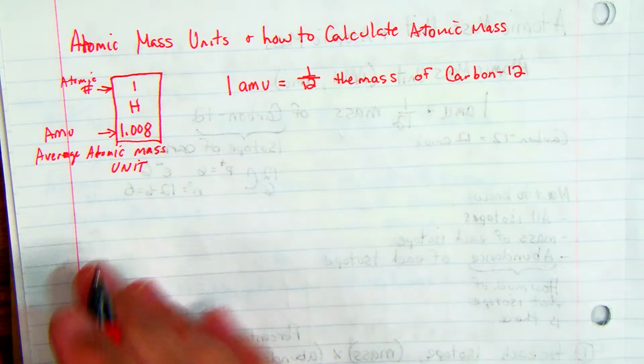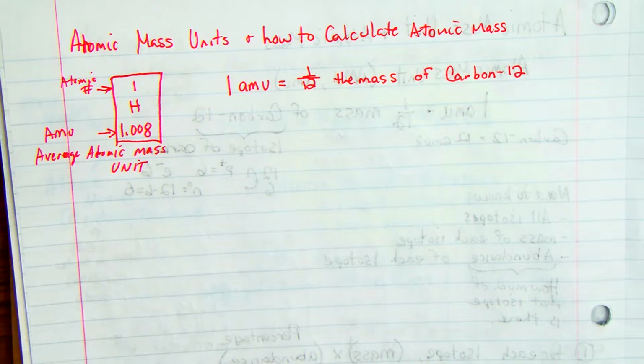And now we can compare all the elements with their atomic mass units to each other because we're all working on the same thing. It's like creating a meter or a yard or a foot. We have a standard way of measuring things now. Otherwise, we really didn't have something like that. So we needed to create a standard way of doing it.